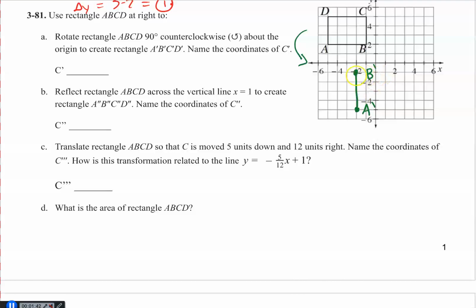So then you can kind of fill in the rest of the rectangle. It's a lot easier if you have patty paper. Make sure you draw a plus sign right at the origin. We've got C prime and we've got D prime. So it says to give the coordinates to C prime, which is going to be -5, -1.